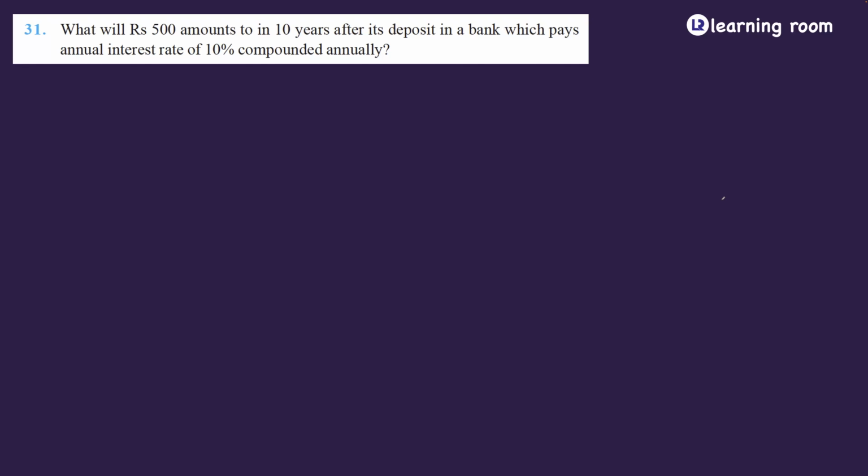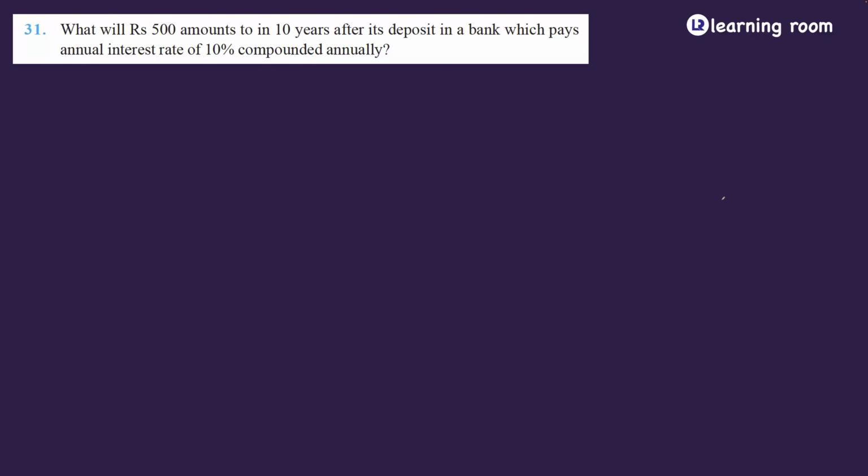So write down the data first. So what is the question? Initially, how much is deposited? 500 is deposited, right? Then what are they saying? 500 rupees, what will it be after 10 years, if the bank pays an annual interest of 10% compounded annually? So it's a compound interest.